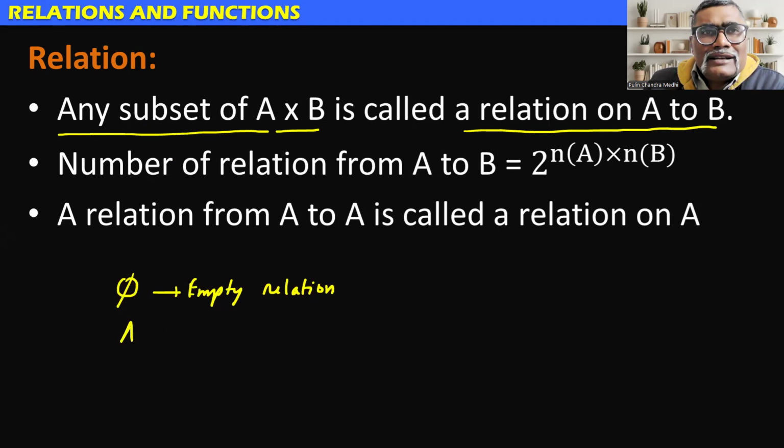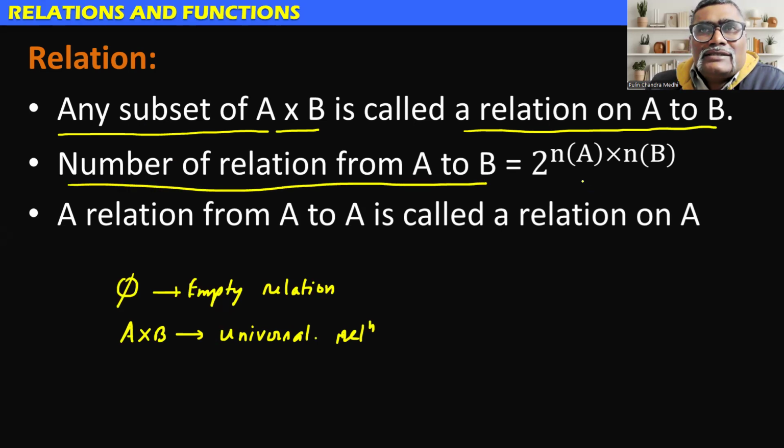And then we can get even the complete subset A cross B. This is called the universal relation. So these two are the special subsets, special relations. The number of relations from A to B is 2 to the power of the number of elements in A into the number of elements in B, because 2 to the power mn is the total number of possible subsets in the product A cross B.